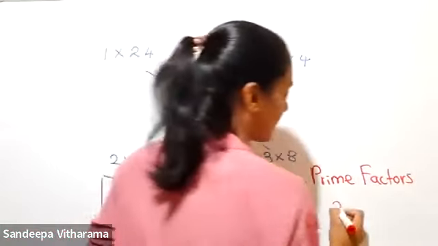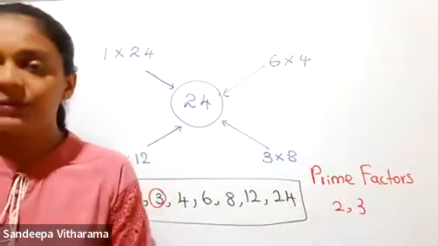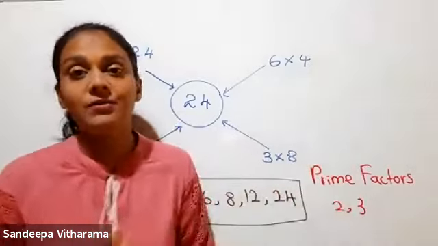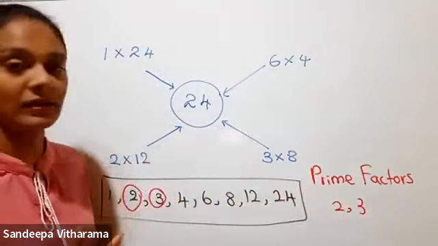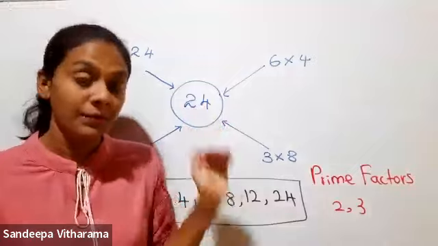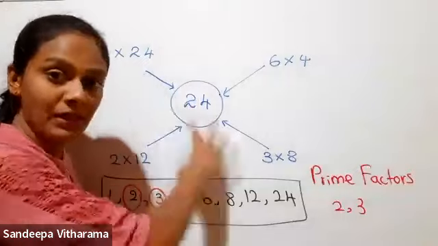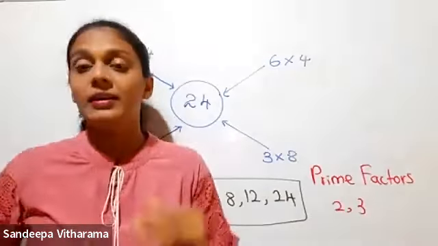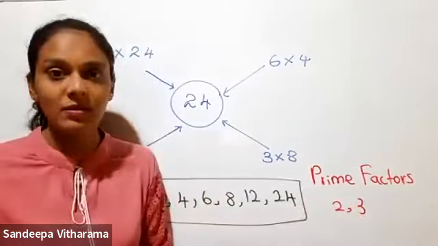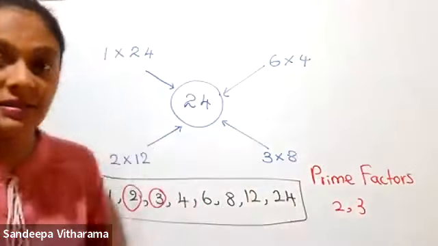So what are the prime factors of 24? They are 2 and 3. Then if you are asked to write 24 as a product of prime factors, what does this mean? 24 should be obtained by multiplying only prime factors. It cannot be obtained only one time because 2 into 3 is 6, so more than one time. We can do this repeatedly using 2 and 3. Let's see how we do this.